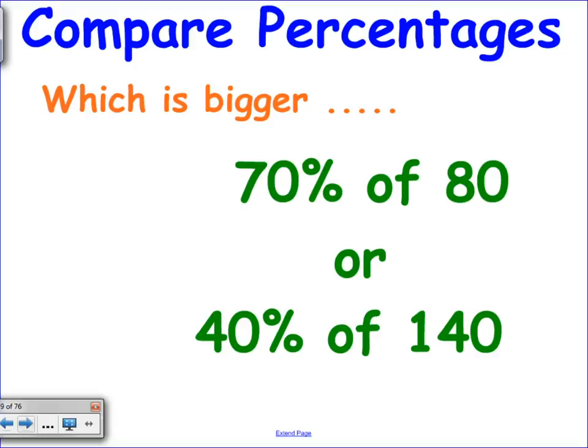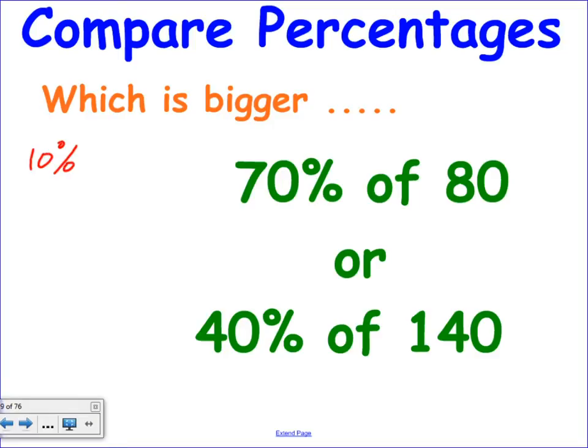Which is bigger, 70% of 80 or 40% of 140? The kind of question they like. They're going to give you two choices. Okay, you're going to have 70% of £80 or 40% of £140. Which one are you going to take off your grand? The 10% rule.